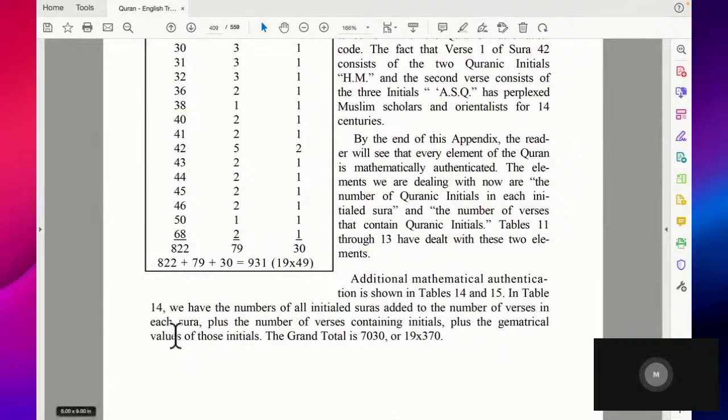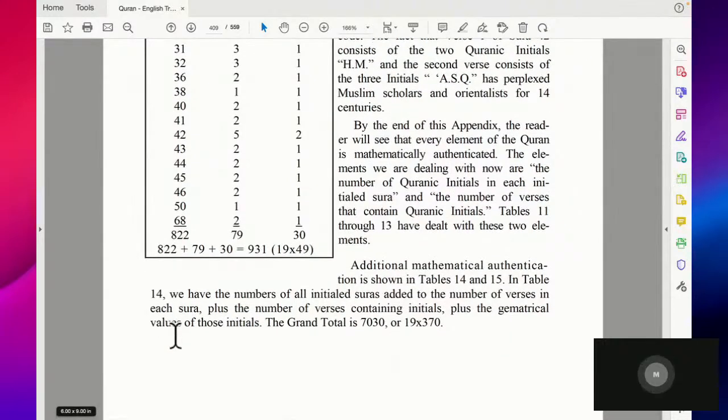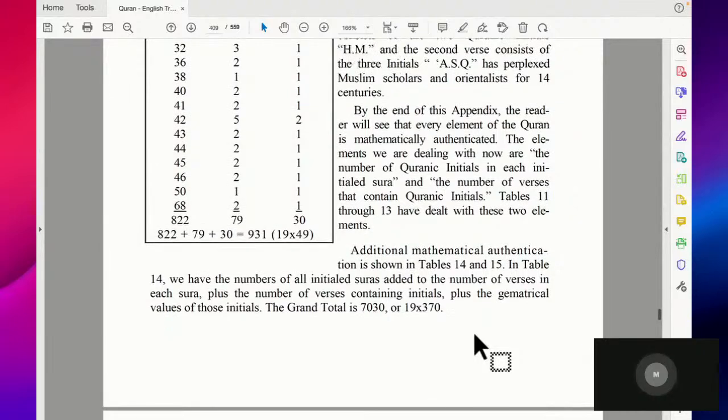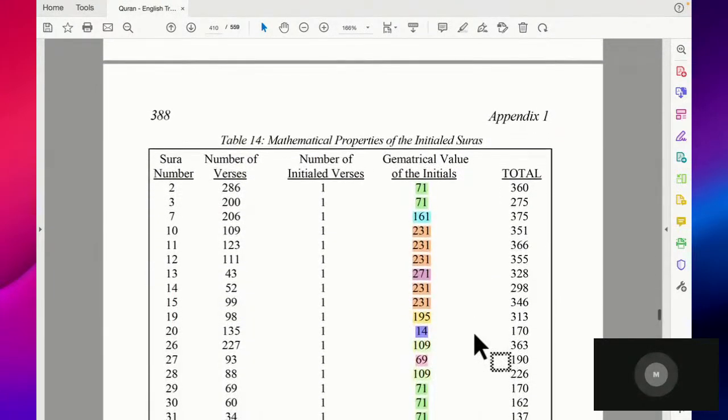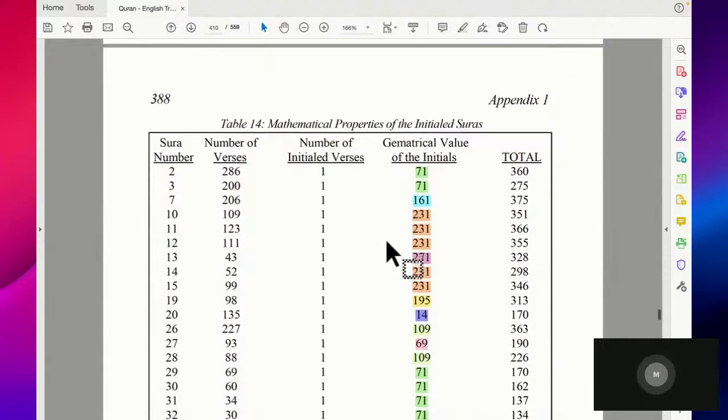In table 14, we have the numbers of all initial surahs added to the number of verses in each surah, plus the number of verses containing initials, plus the geometrical values of those initials. The grand total is 7,030, or 19 times 370. Now let's delve deeper into these tables to see what they have to offer. This is absolutely phenomenal and absolutely fantastic.